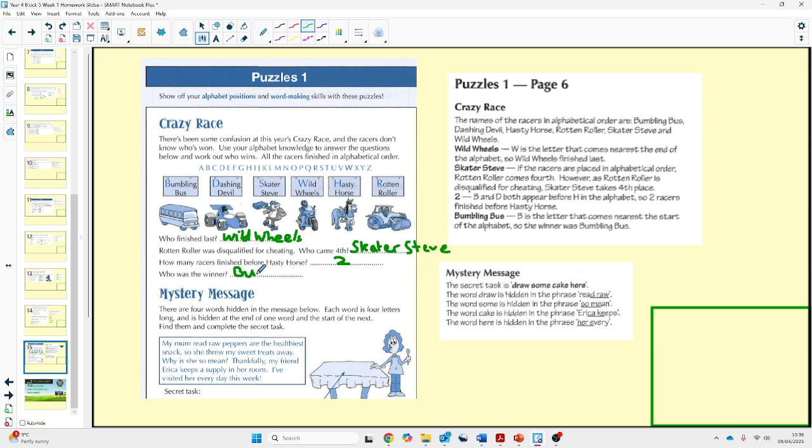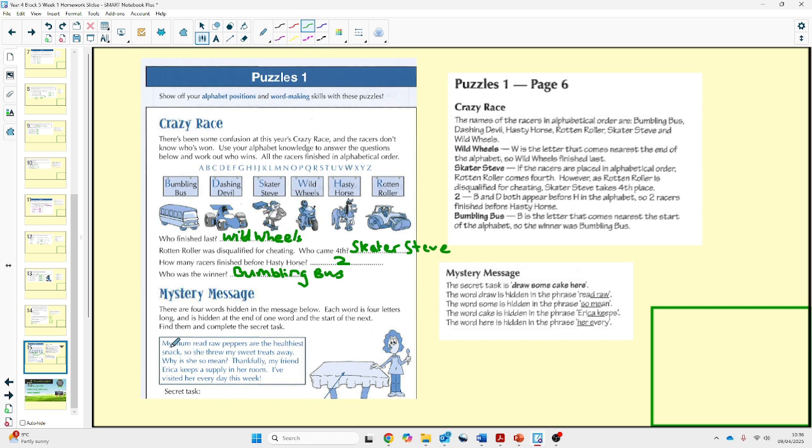And then finally, I'm going to have a little look at the mystery message. And then hopefully we've then gone through all the tasks for this week. So there are 4 hidden words in the message below. Each word is 4 letters long, and it's hidden at the end of one word and the start of the next. Find them and complete the secret task.